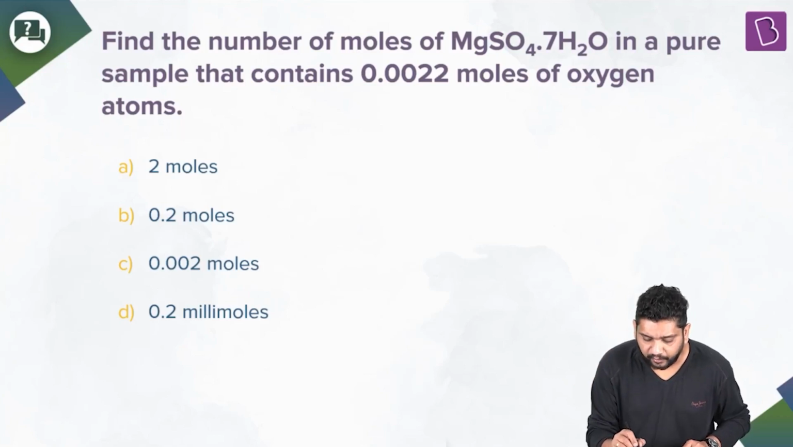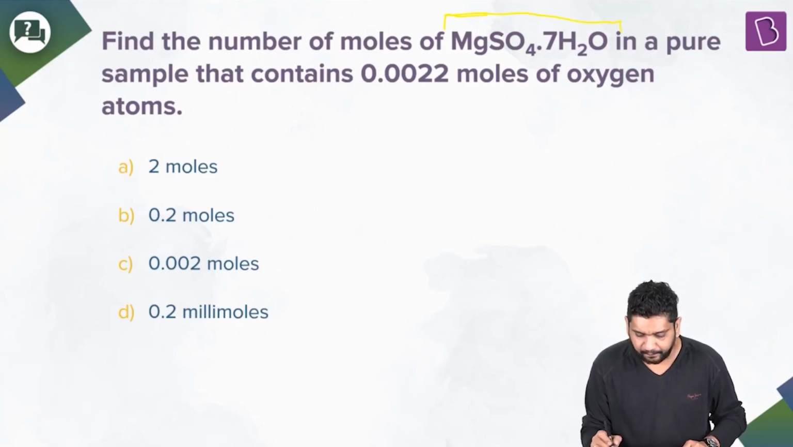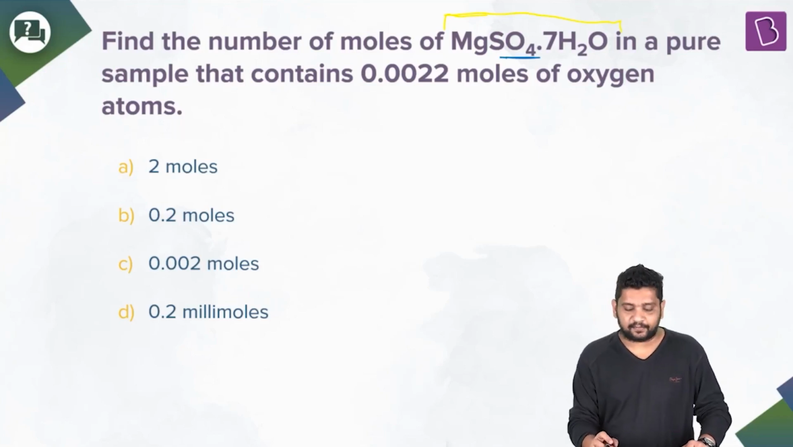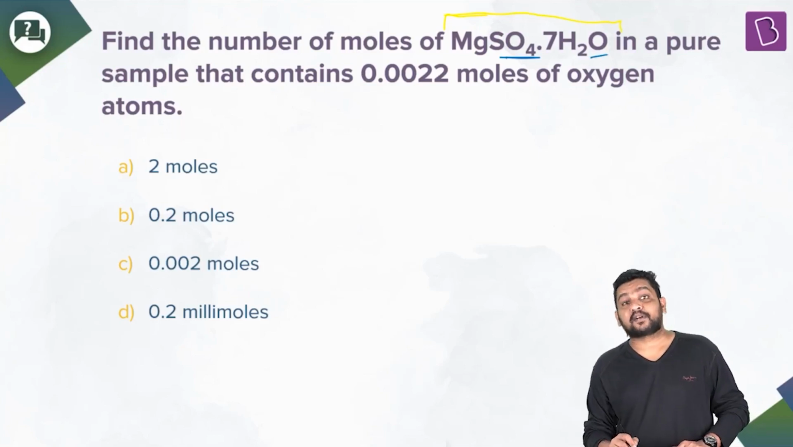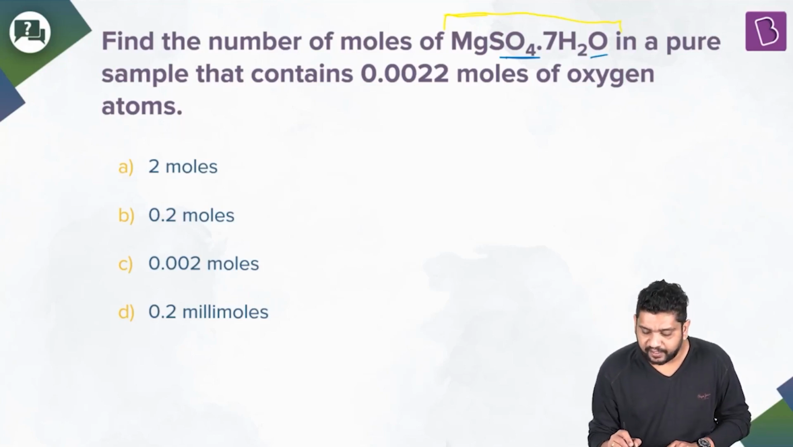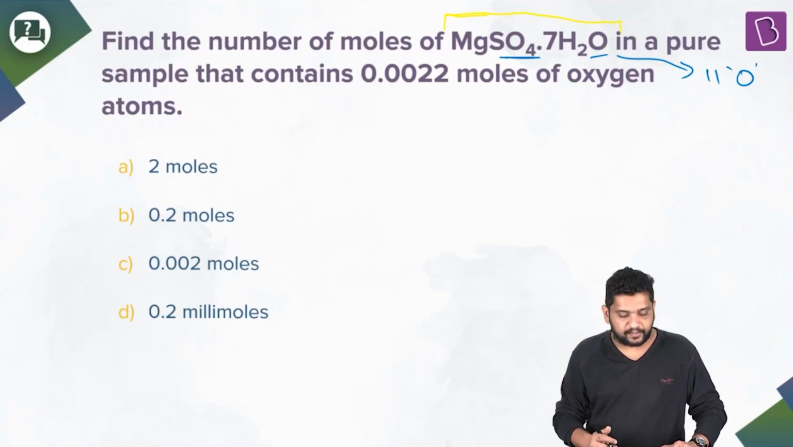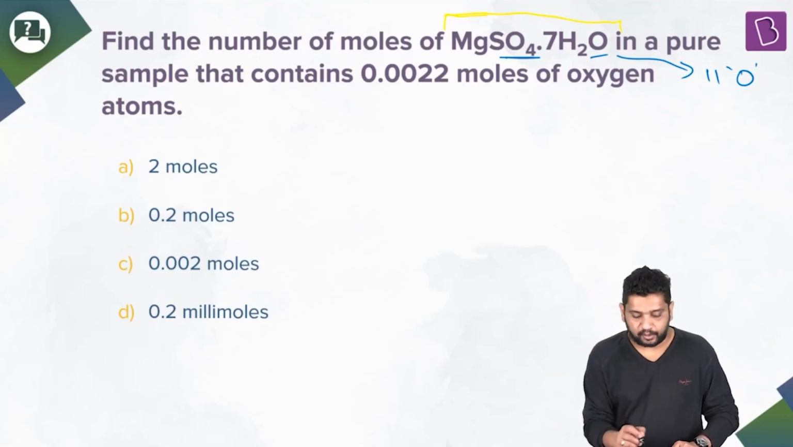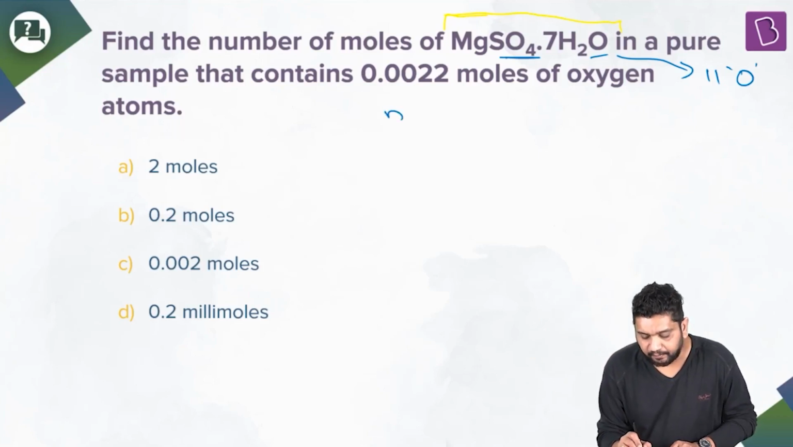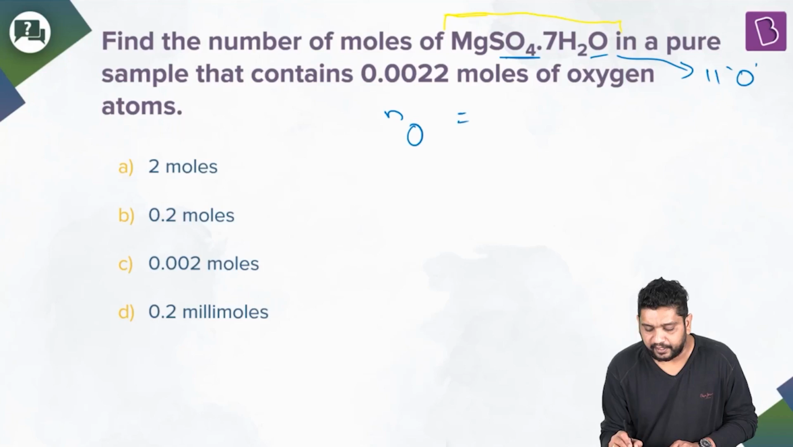So if I look at one formula unit of this substance, as far as this O4 in MgSO4 is concerned, 4 oxygen atoms come from here and 7 oxygen atoms come from water. So each formula unit of this MgSO4.7H2O has 11 oxygen atoms, right? So whatever is the number of moles of your MgSO4 into 11 will be the number of moles of oxygen atoms. So the number of moles of oxygen atoms will be equal to the number of moles of this salt into 11.